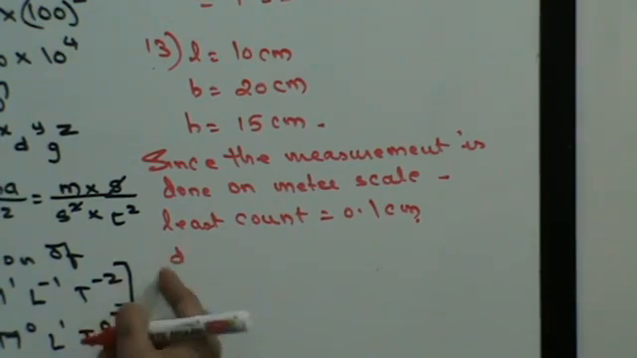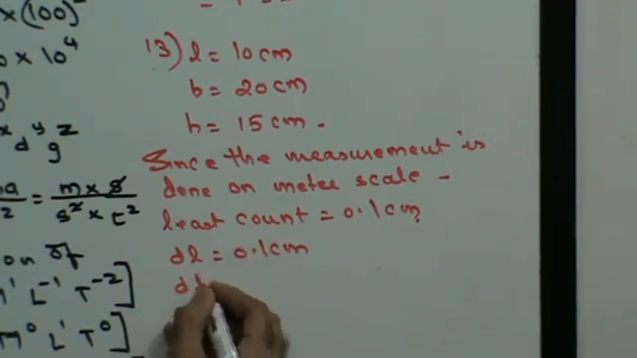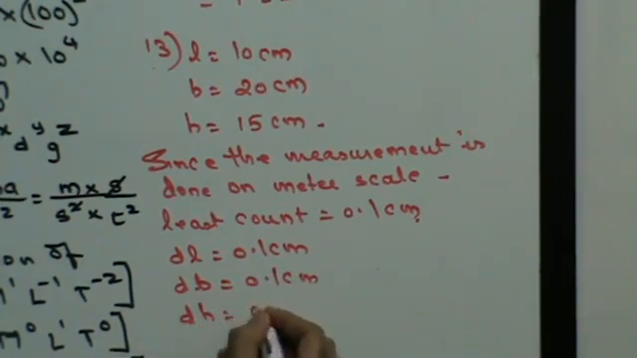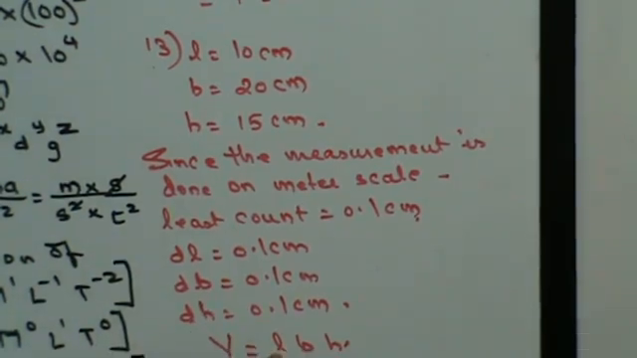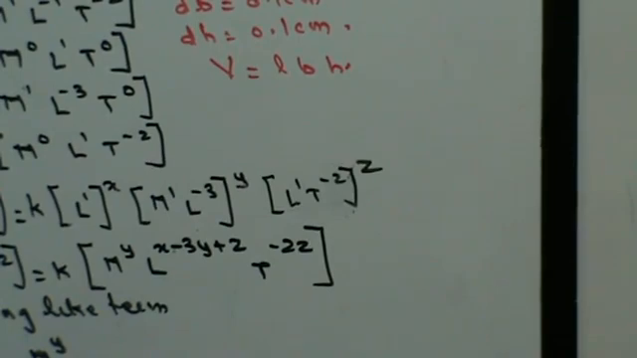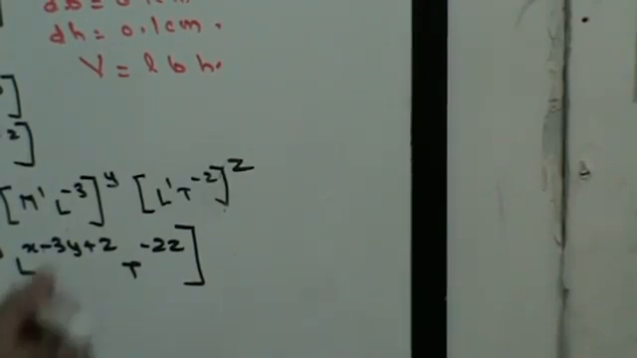That means the error, I am writing error as D. Error in measurement of L is 0.1 centimeter. Error in measurement of B is 0.1 centimeter. And error in measurement of height is also going to be 0.1 centimeter. Now, volume is nothing but length into breadth into height. I will make an error in the measurement of length plus breadth plus height. When you are doing error, multiplication changes to addition and division changes to subtraction.